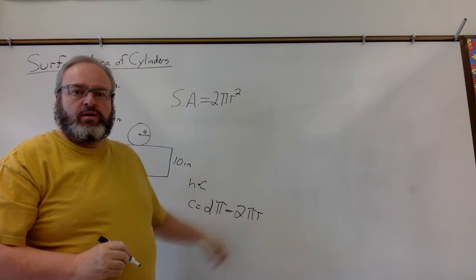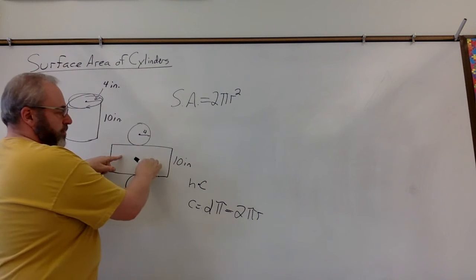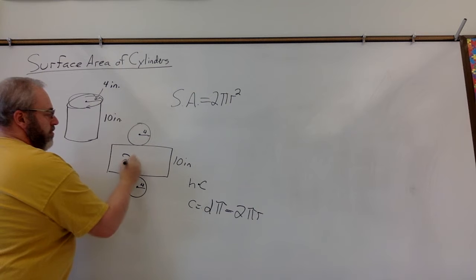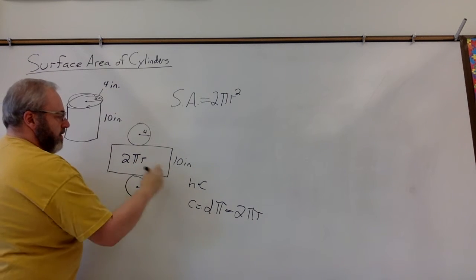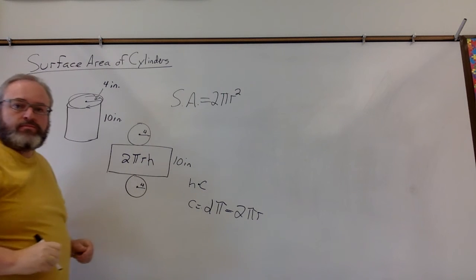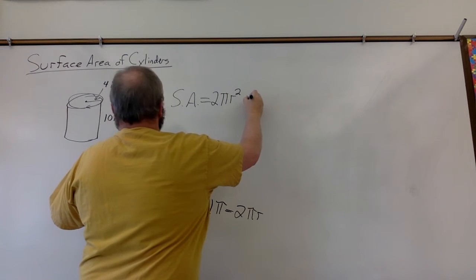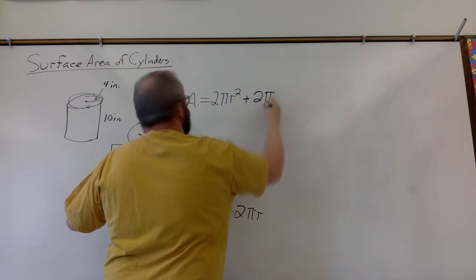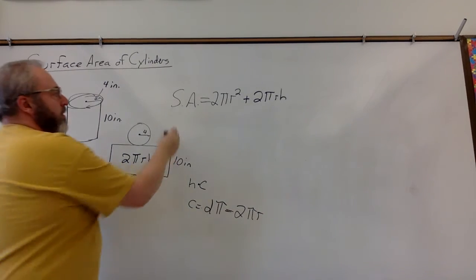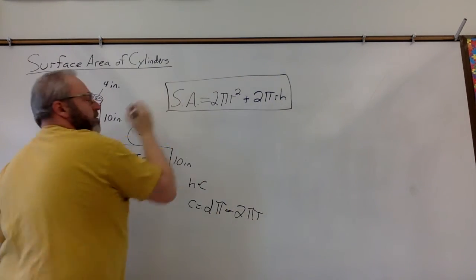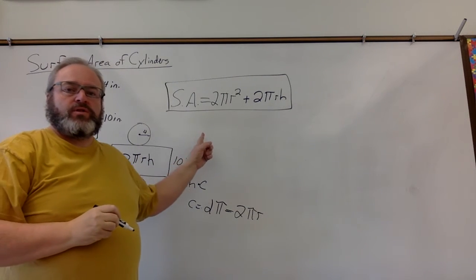We've got pi right here. So if we want to do this part, it's going to be 2 times pi times the radius times your height. Okay? So let's add that up here. Plus 2 times pi times the radius times the height. Okay? So this is your somewhat complicated formula to find the surface area of cylinders.